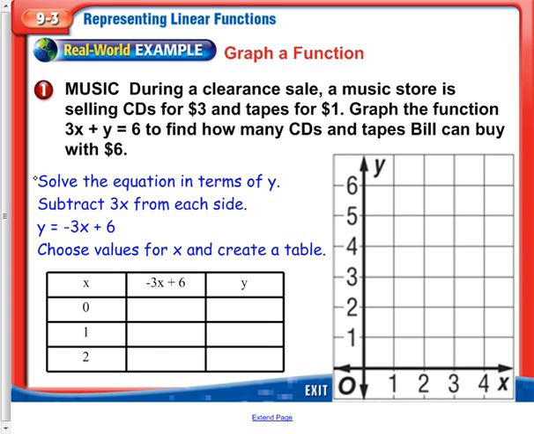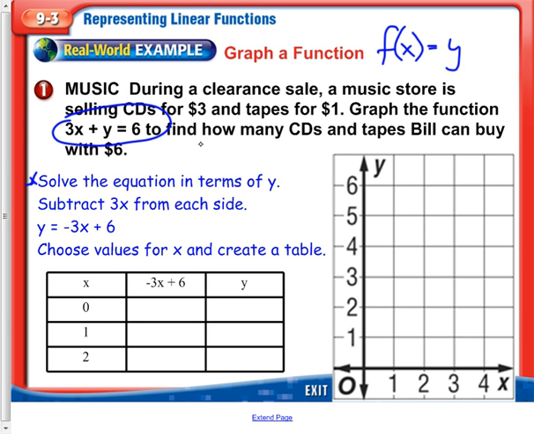The first thing we need to do, when you're given an equation like this, is treat it as a function. Remember, yesterday we talked about f of x equals y. So whenever you see y, that's your f of x. So we need to solve for y. The very first thing: solve the equation in terms of y.